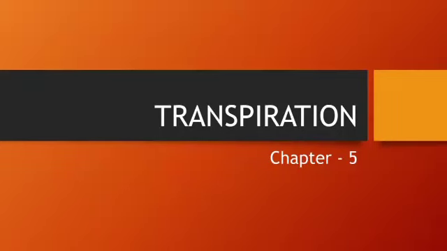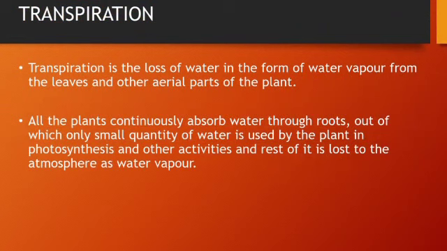Good morning, everyone. Today we are going to start a new chapter from the biology book of standard 10th, that is transpiration. So let us begin with the definition of transpiration. Transpiration is a loss of water in the form of water vapor from the leaves and other aerial parts of the plant. Transpiration mostly occurs during the daytime and that occurs through the stomatal openings present in the leaves.